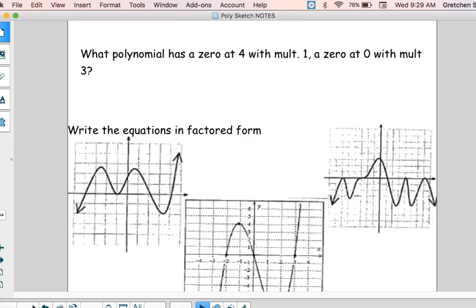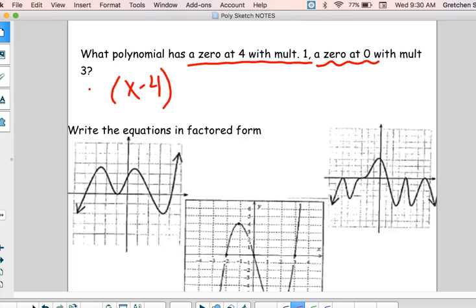Last one, kind of putting it all together and writing our own equations. We are going to do a couple more after this, but the last one in your notes is how the multiplicities can show up when you write your equation. So if you have a 0 at 4 with a multiplicity of 1, what would its factor be? Yeah, x minus 4. Multiplicity of 1, meaning does it have an exponent? No, just done. If you have a 0 at 0, what does a 0 at 0 look like?